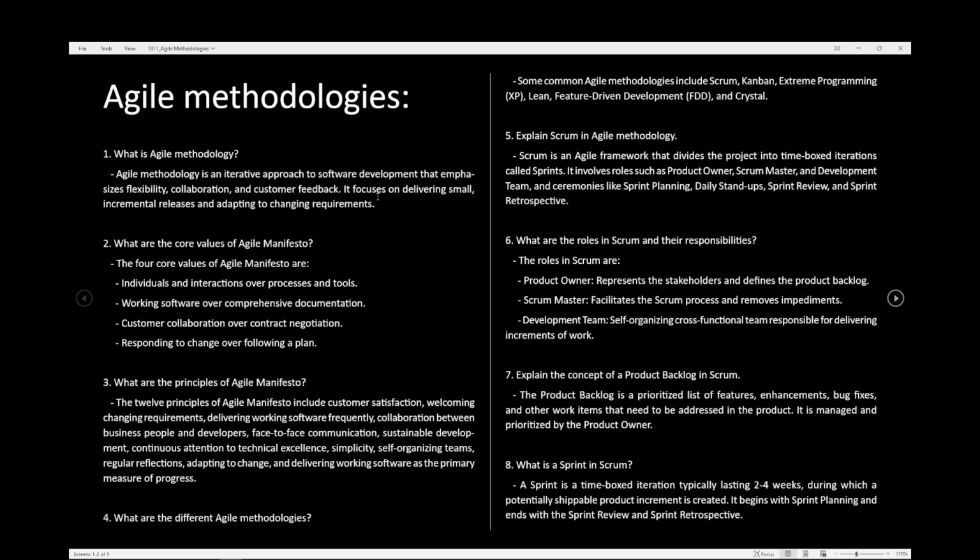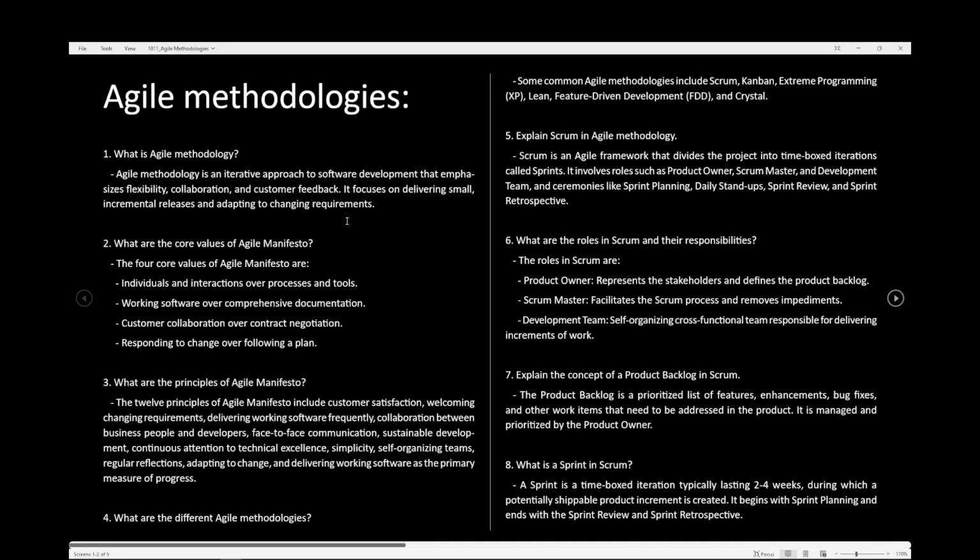What is a sprint in Scrum? A sprint is a time-boxed iteration typically lasting 2 to 4 weeks, during which a potentially shippable product increment is created. It begins with sprint planning and ends with the sprint review and sprint retrospective.